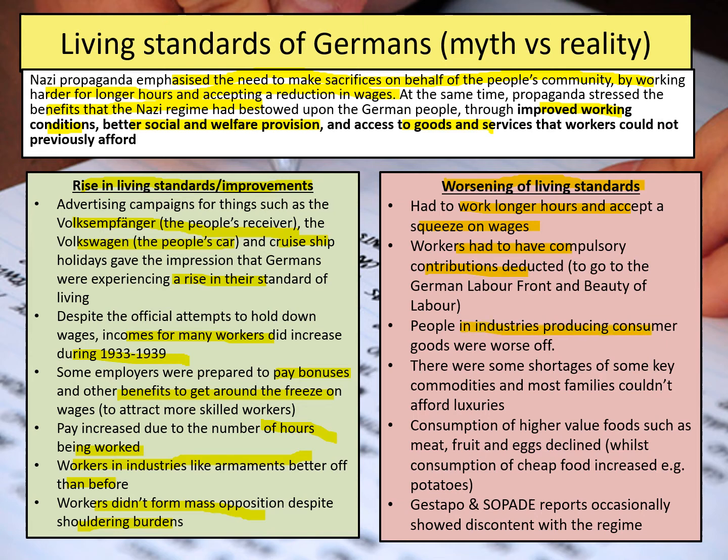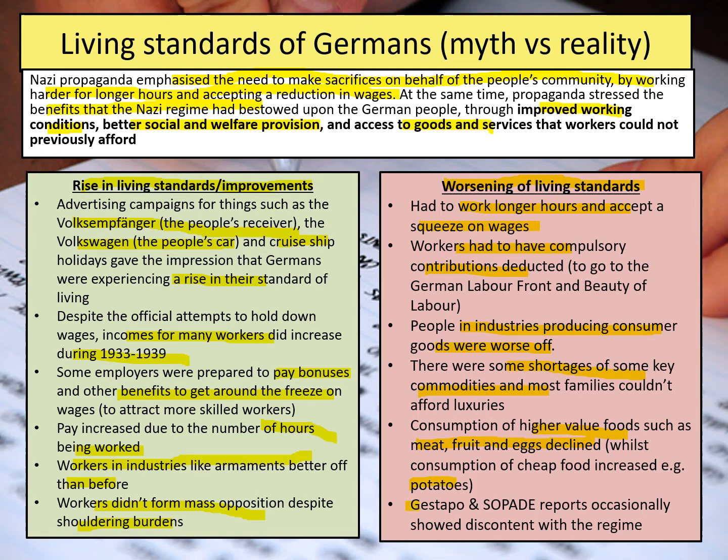People that worked in industries that produced consumer goods were worse off because remember that they were prioritising guns over butter, and therefore a lot of consumer industries had to turn and do things like producing more armaments. There were also some shortages of some key commodities because they weren't focused on producing them, and most families couldn't afford luxuries at this point. We can even see the impact on living standards through food, where consumption of higher value foods such as meat, fruit and eggs declined, whilst the consumption of cheap food increased, for instance things like potatoes and rye bread.